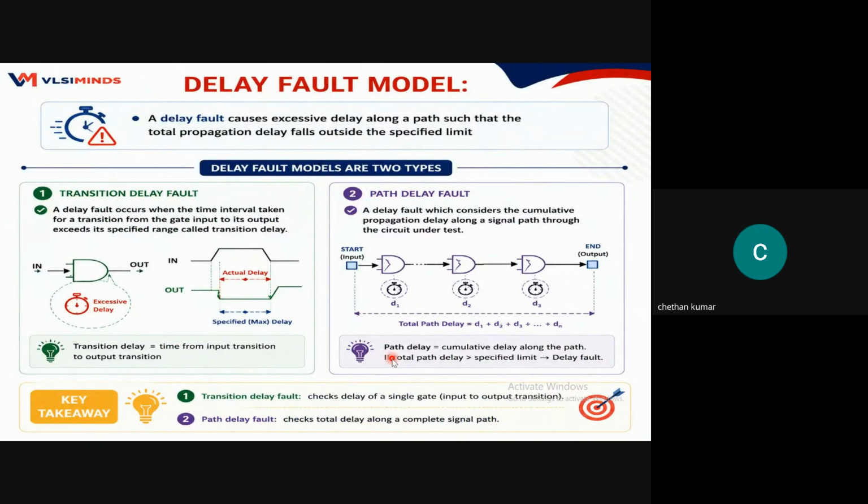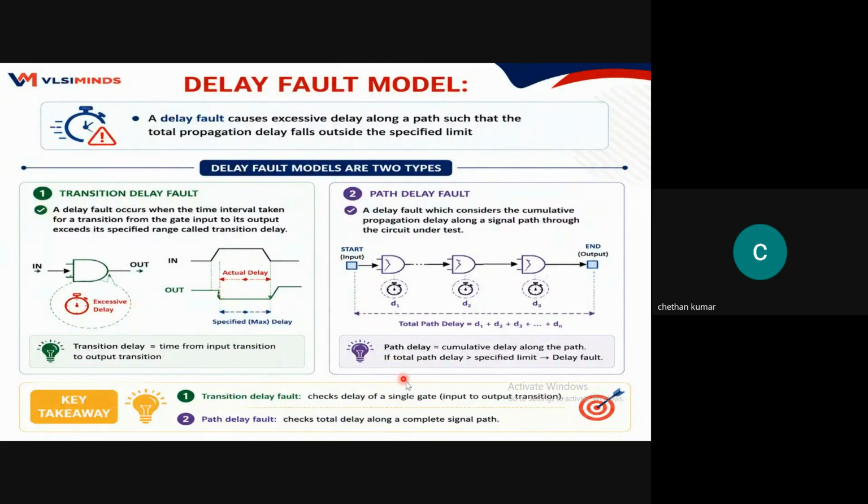So next was the delay fault model. We have two different types. As the name mentions, I told you that this delay is exceeding the expected propagation delay. So whatever delay we get that is more than the expected propagation delay comes under delay faults. It can occur in two different ways: one is transition delay faults and another one is path delay faults.